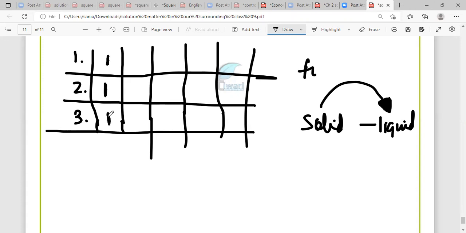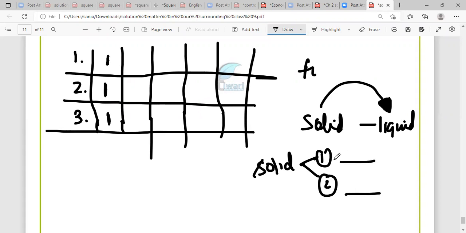Okay, next roll number 1. Wait, just a minute. It's loading, my question. Roll number 1, explain two properties of solid. Just mention two properties of solid. You can mention any two.